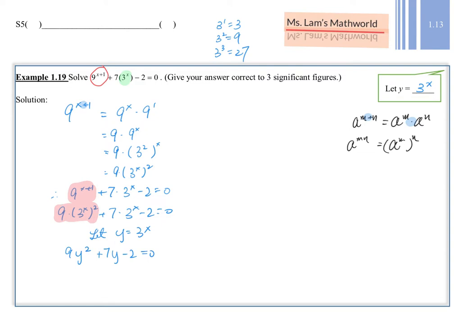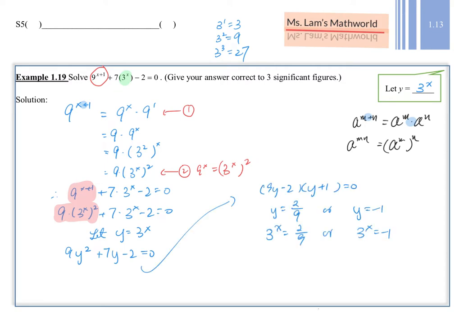The two important steps. Step number 1, to split it, and then step number 2 is to change 9 to the power x into 3 to the power x and then square. Okay, substitute and you'll get these two, right? And then you can see we can't get the 3 to the power x to be this one easily. It is not a nice number. So what can we do?